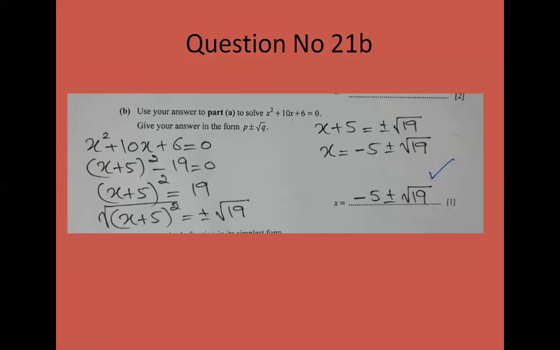Square root of this equals the square root of 19, and with that, I will write plus minus sign. So x plus 5 is equal to plus minus root 19. I will take this plus 5 to the other side. It will become minus on the other side. So you will have x is equal to minus 5 plus minus root 19. So the value of x is minus 5 plus minus root 19. So this is how you solve this.